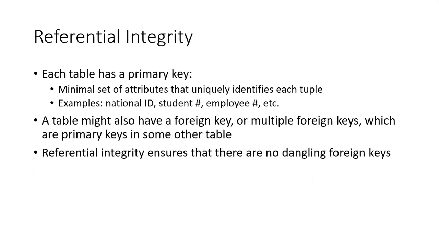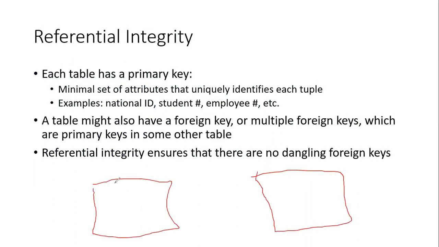Okay, so dangling foreign keys means the keys which are not used. For example, if there are two tables over there, and this is, for example, a primary key over there. Let's suppose a composite primary key, and here the same primary keys are also used as a foreign key over here.